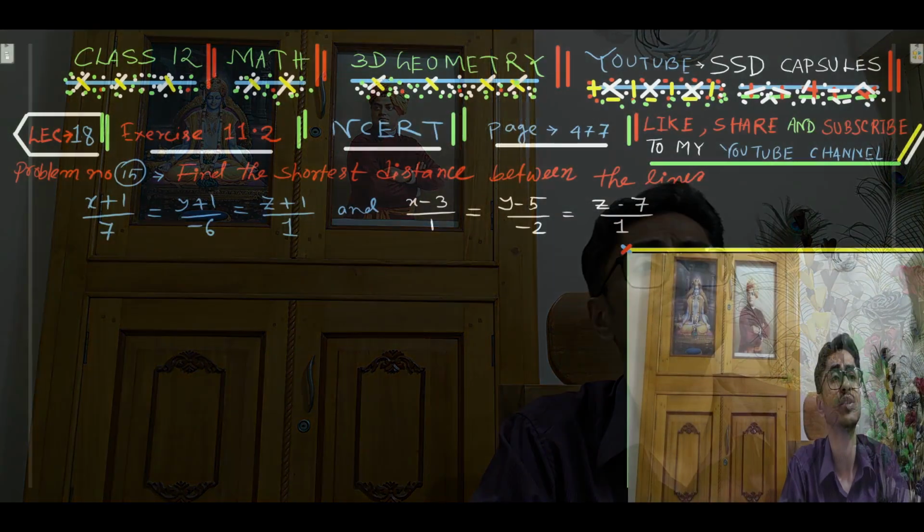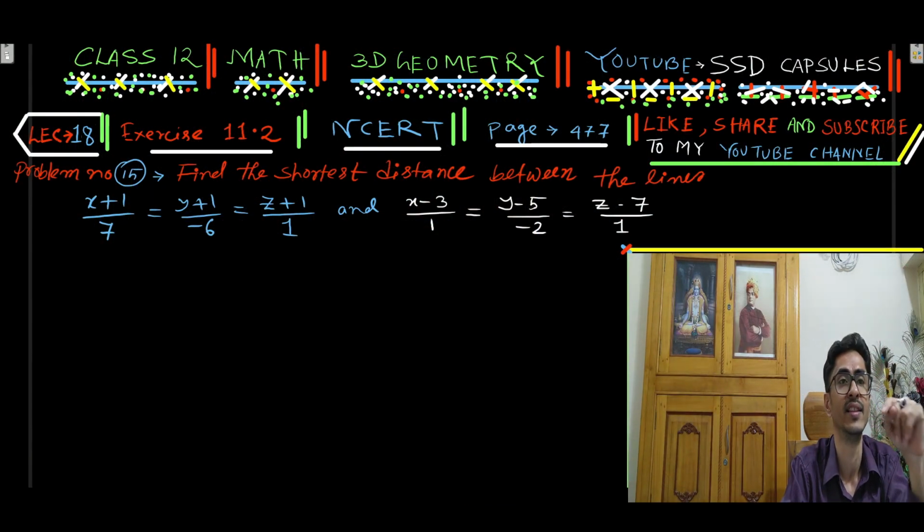In the last lecture number 17, we solved two problems of NCERT Class 12 exercise 11.2, Three-dimensional Geometry chapter. So again in today's lecture number 18, we are going to solve another problem of the same exercise, problem number 15. So without wasting any time, let's go to the blackboard. The problem is: find the shortest distance between the lines given here.